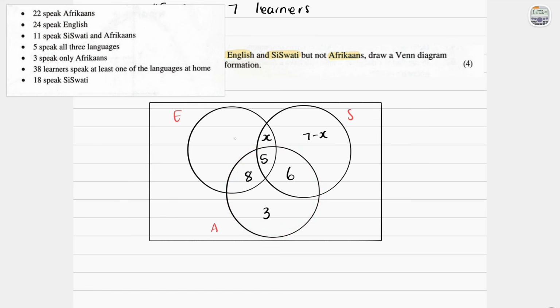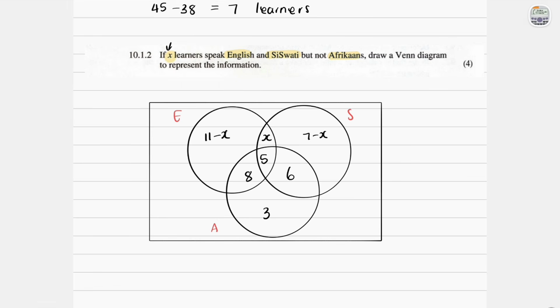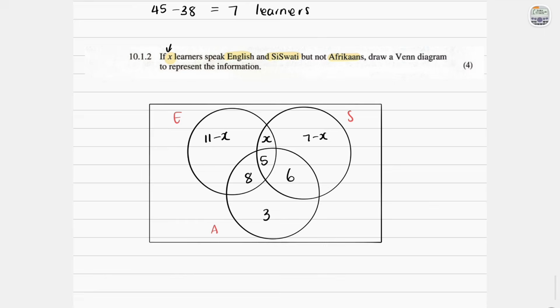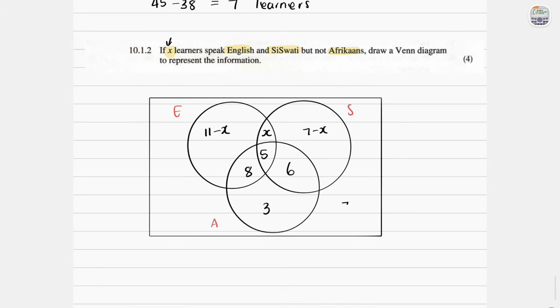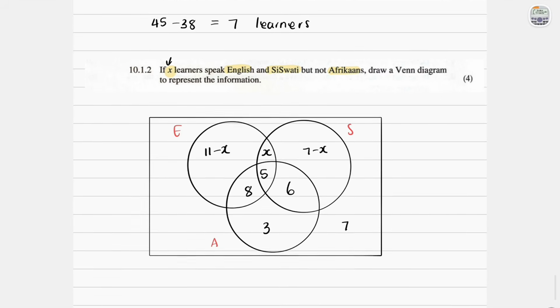And now we need to find the learners who speak English only. They say 24 learners speak English, meaning the entire circle of English should add up to 24. So we'll say 24 minus 8, which gives us 16, 16 minus 5, which gives us 11, and then 11 minus x. So that's what goes here, 11 minus x. Okay, so that is the entire information of the Venn diagram. And remember that we found out that 7 learners don't speak any of the listed languages, so they go outside.